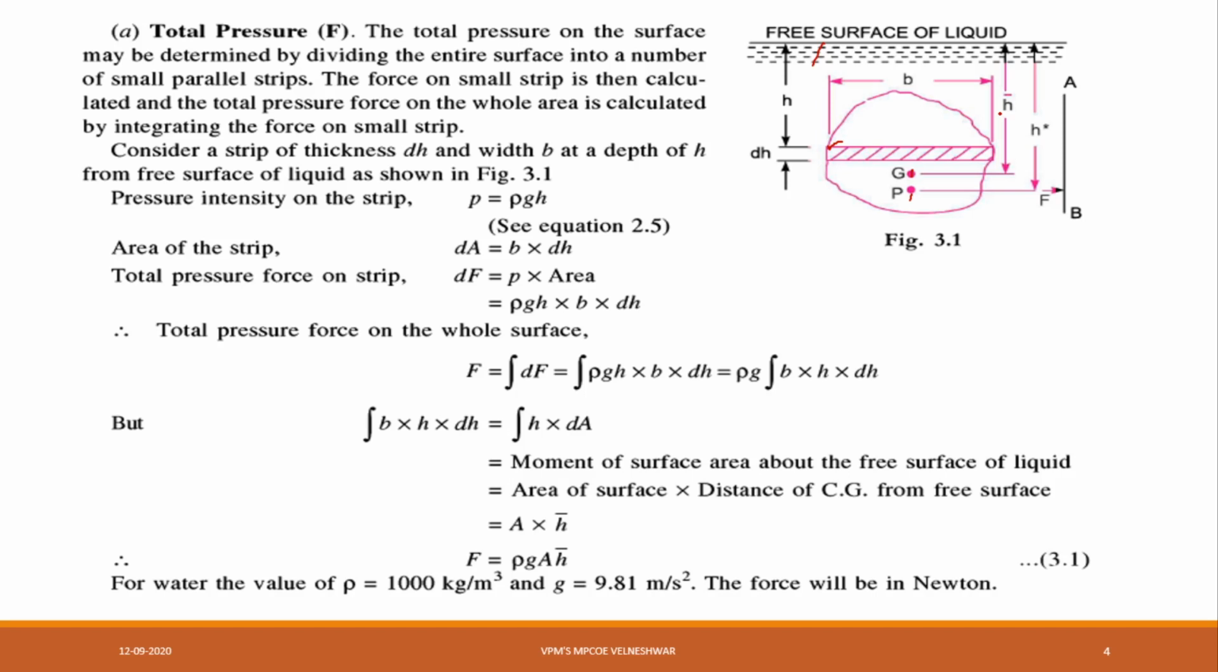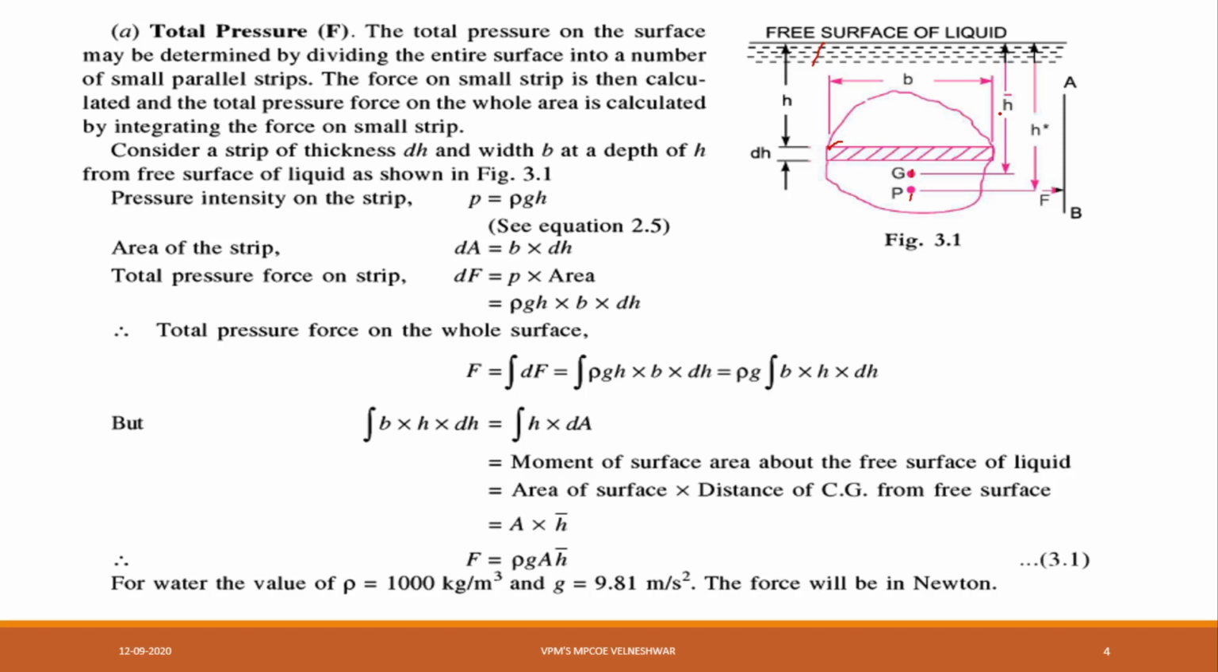Now, total pressure on the surface may be determined by dividing the entire surface into a number of small parallel strips. Here I have taken one parallel strip, and by using that strip I am finding the total pressure. The force on a small strip is calculated first, and the total pressure force on the whole area is calculated by integrating the force on the small strip. If I want the exact value, I have to make an integration.